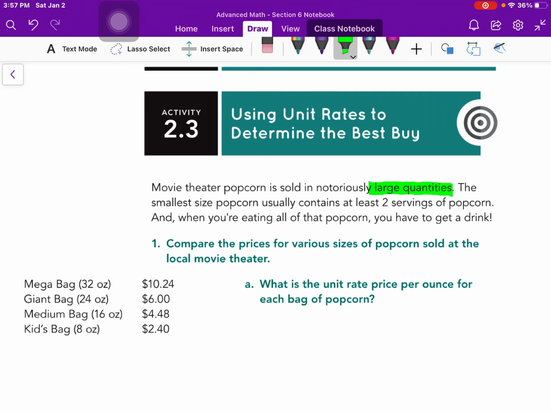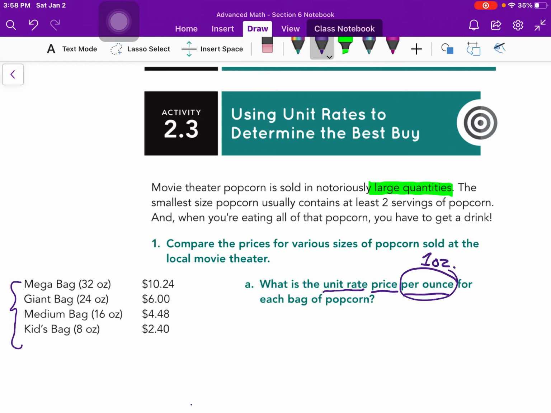At this particular movie theater, they don't have that deal. They've got different sizes for different prices. And the smallest size popcorn usually contains at least 2 servings of popcorn. When you're eating all that popcorn, you have to get a drink. So we want to compare the prices for the various sizes of popcorn sold at the local movie theater. We want to know the unit rate of price per ounce for each bag of popcorn. Per ounce means we're going to get it down to 1 ounce. That's what we're trying to find.